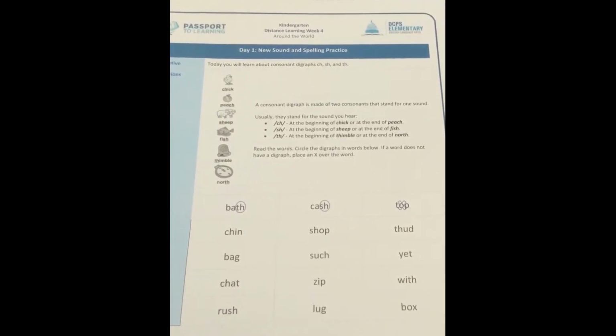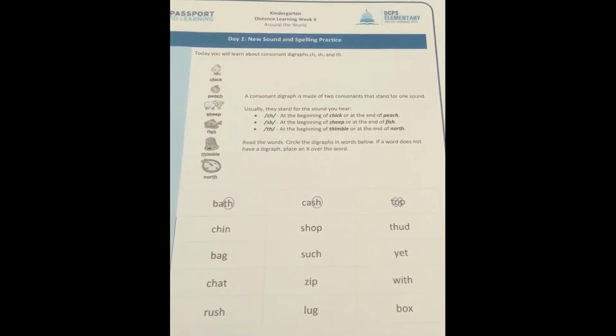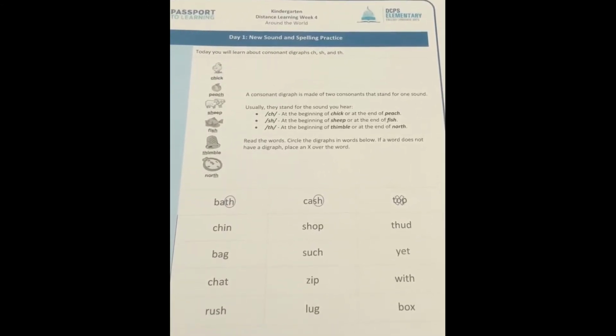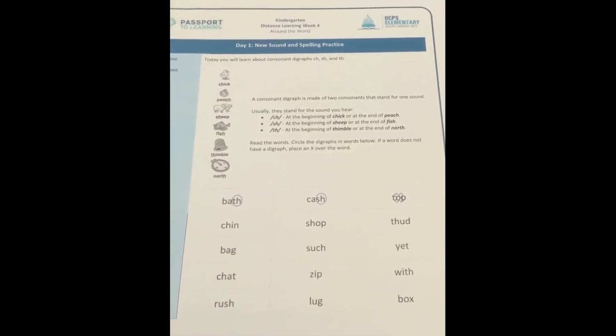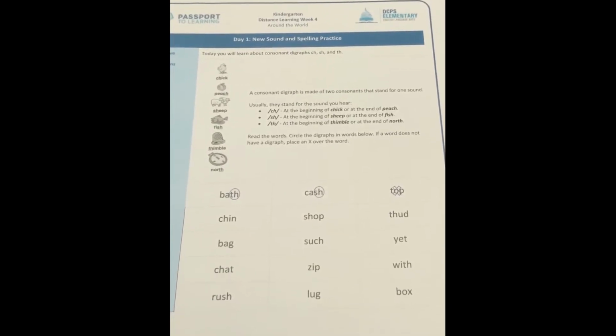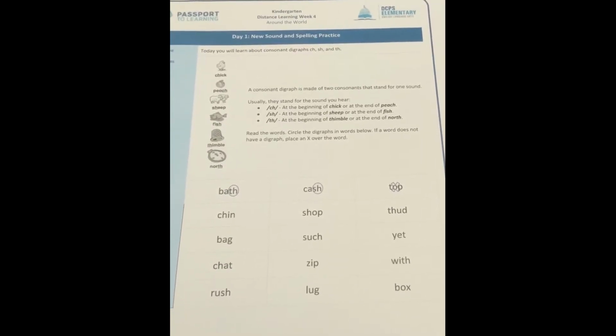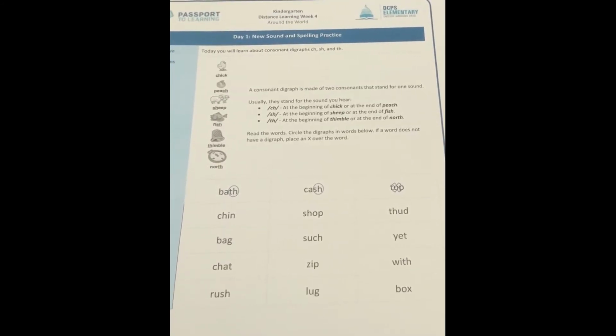Today we're here with Distance Learning Week 4, Day 1. Our lesson today will be new sounds and spelling practice. This is the paper that we're going to work on. It can be found in your Distance Learning packet. I will connect a link to it in Microsoft Teams just in case you don't have it, but this should be in the packet that you picked up from school.